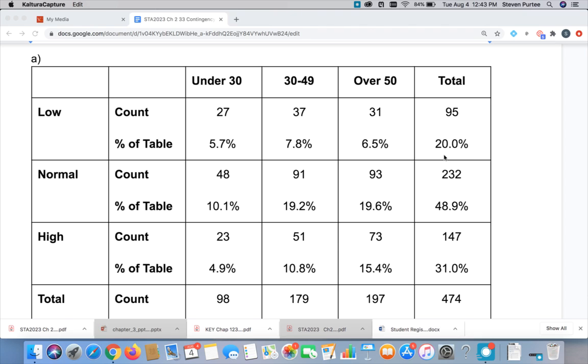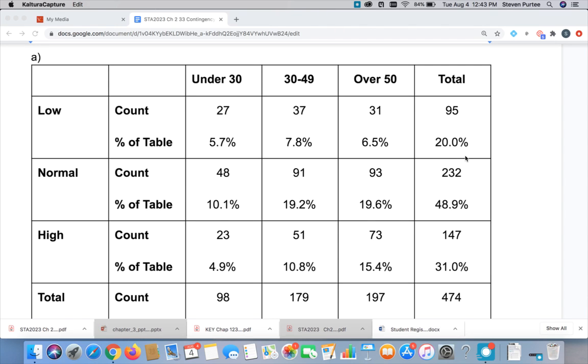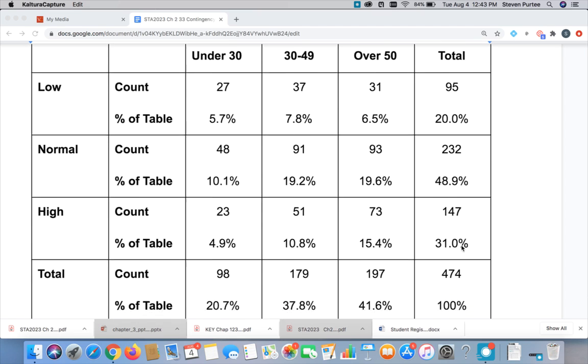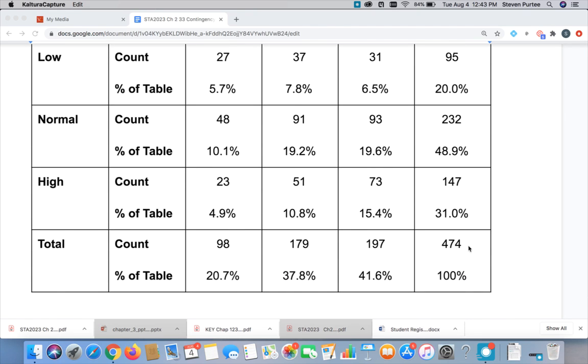So 20% of everyone, because I divided by the table total, had low blood pressure, 48.9% had normal, and 31% of everyone of the 474 had high. And again, I got that by taking the total number of high, 147, which I got by adding this row, divided by 474.